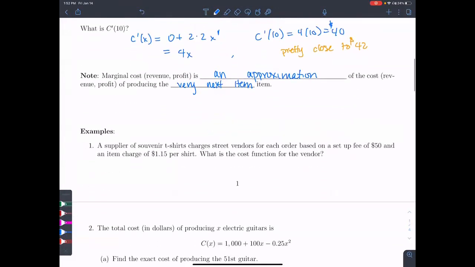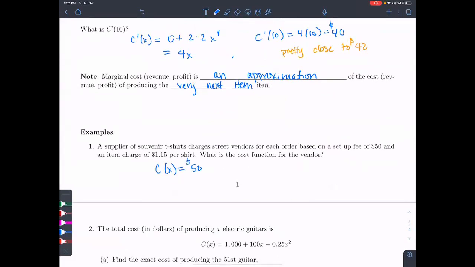Okay, so we're going to do a couple of application problems with that. A supplier of a souvenir t-shirt charges street vendors for each order based on a setup fee of $50 and then an item charge of $1.15 per shirt. What is the cost for the vendor? So the cost of X shirts would be the regular fee of $50 plus $1.15 per shirt. So that is your cost function.